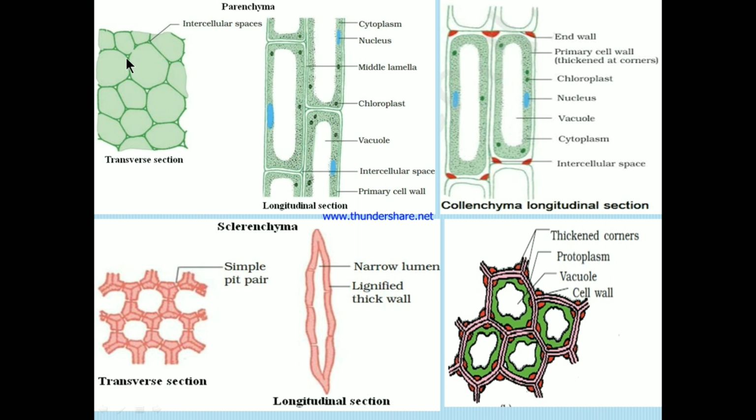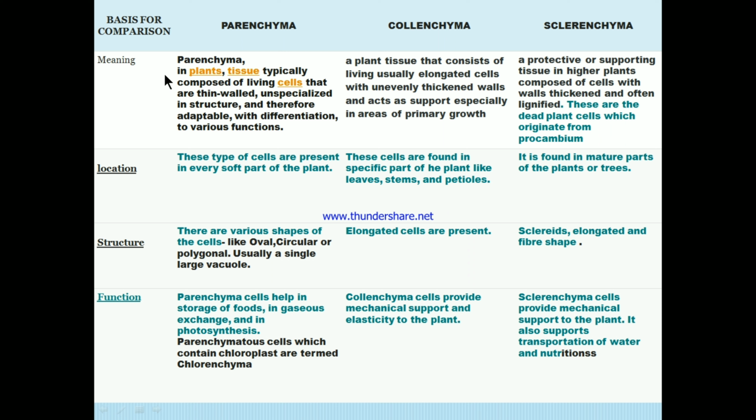Now I have compared them, and you can see these are oval. I have written the points here and given the definition. They are all living cells here. Collenchymas are also living cells, as supporting tissue, and these are completely dead cells. I have mentioned here they are dead cells. They are all originated from the procambium.